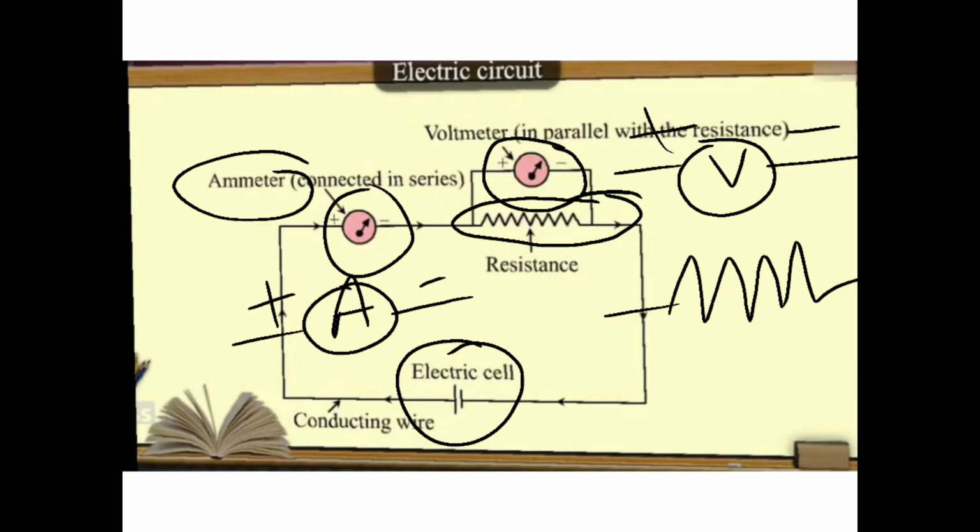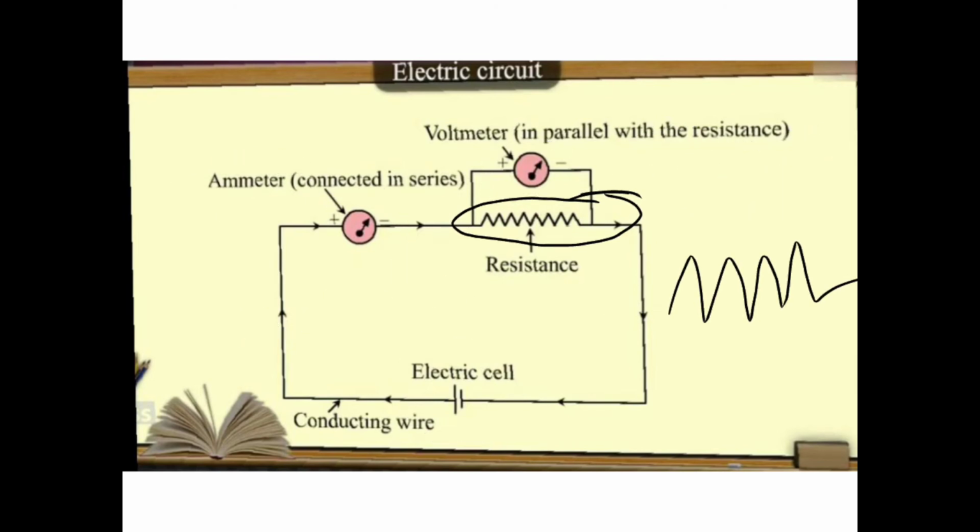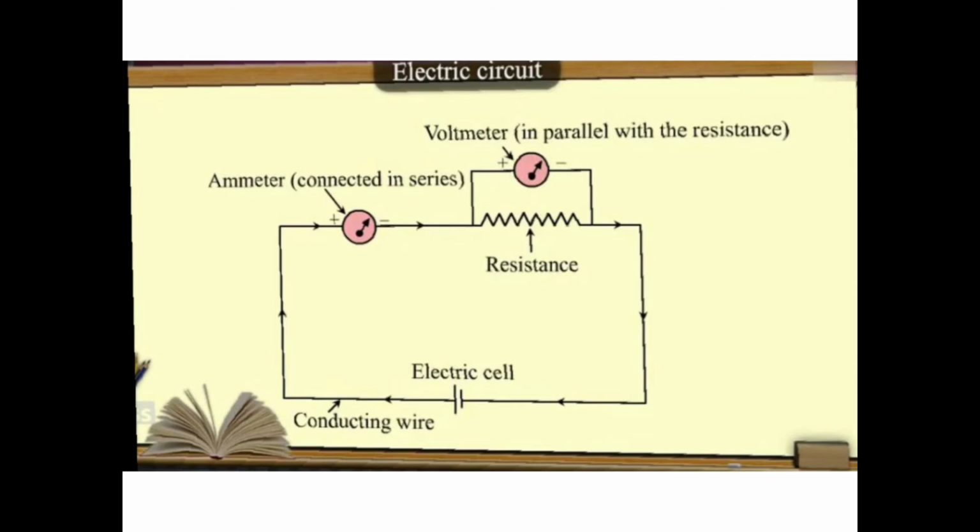And obviously the conducting wire is a simple plain line. The cell has one bigger vertical line which is called the positive terminal, and a small vertical line which is called the negative terminal. So all the components of the cell I had explained to you. This is a diagram of a simple circuit.